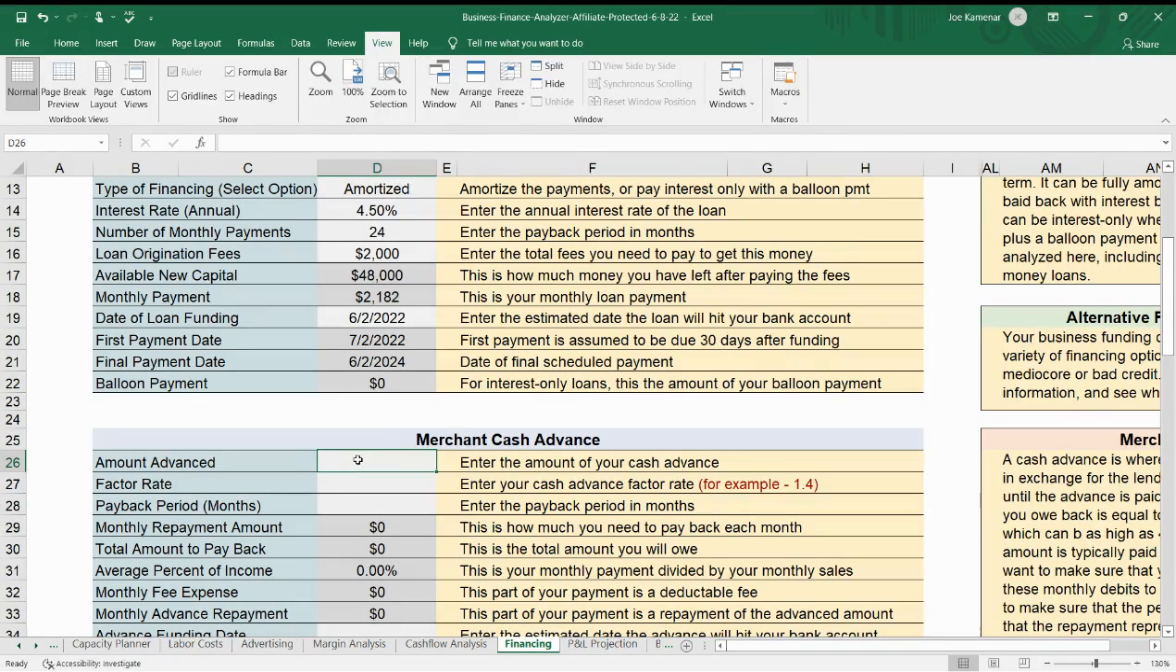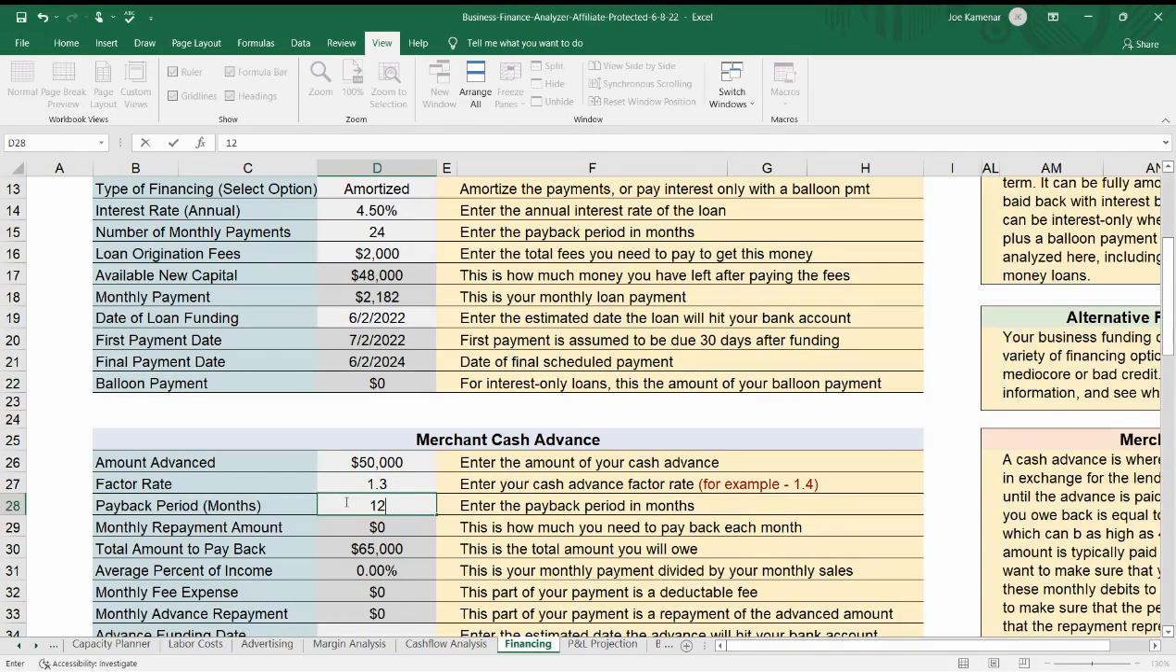So let's assume you're doing a $50,000 cash advance and your factor rate is 1.3. I don't want to get into factor rates here, but a factor is basically the equivalent of an interest payment. It's a factor of 1.3. You'll see what that means. It means you owe a total of $65,000 back.